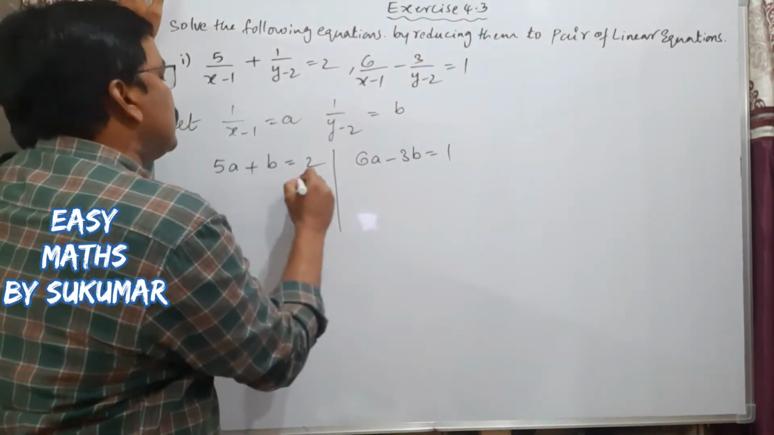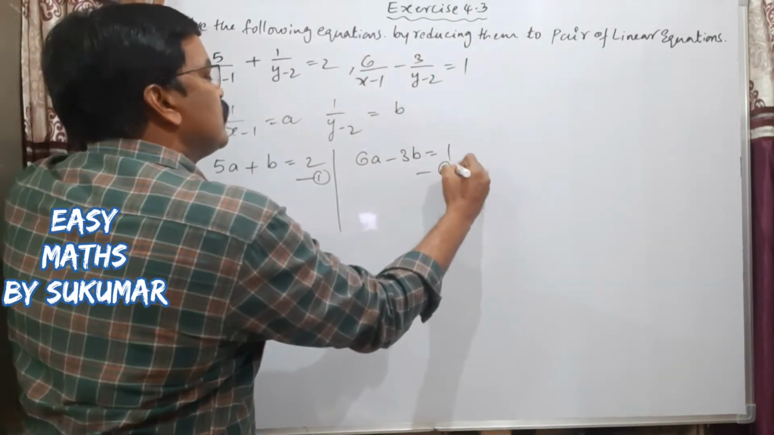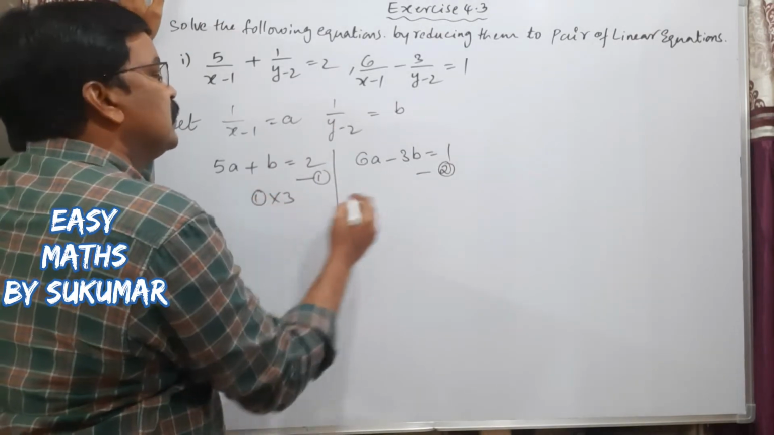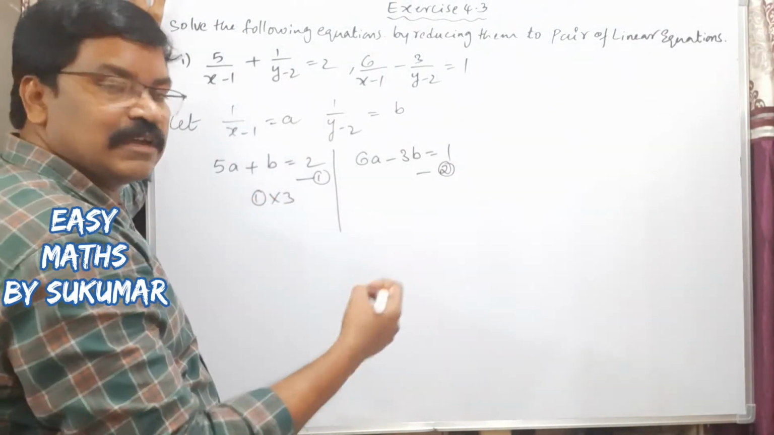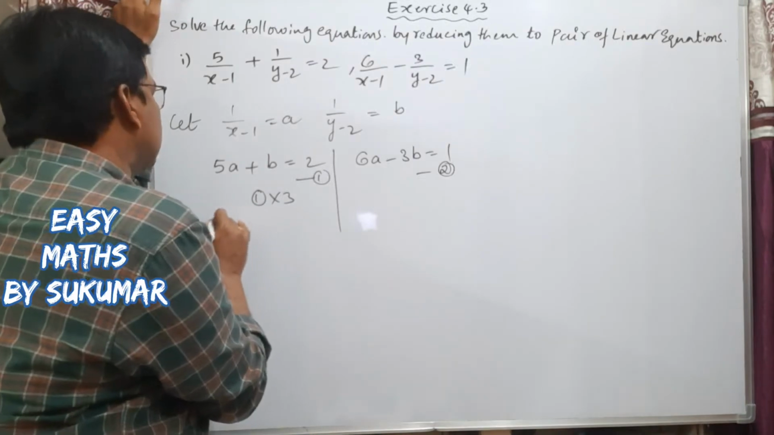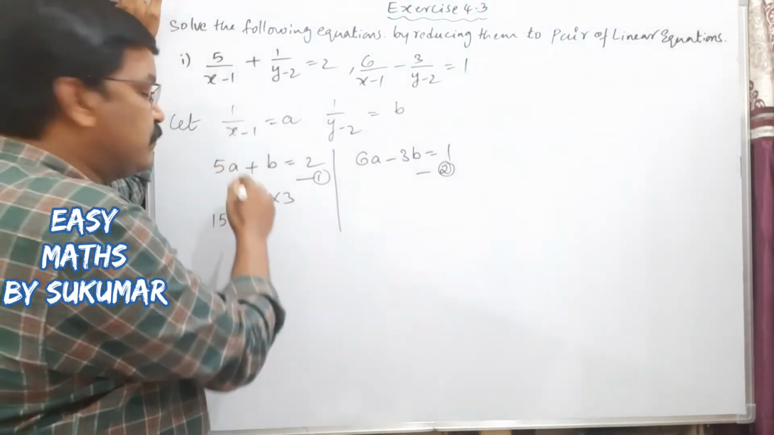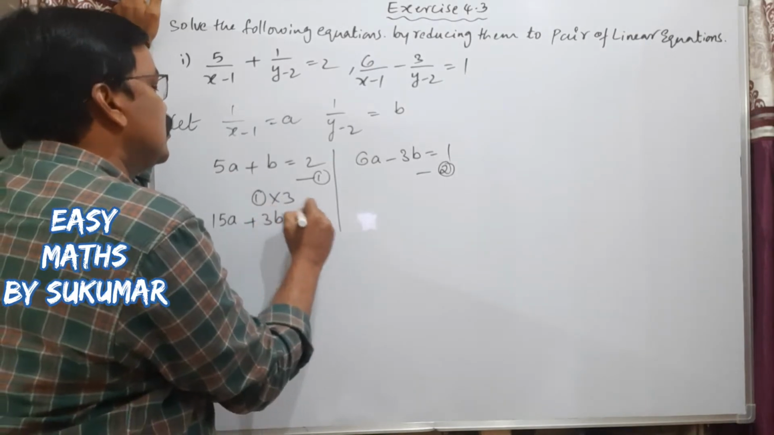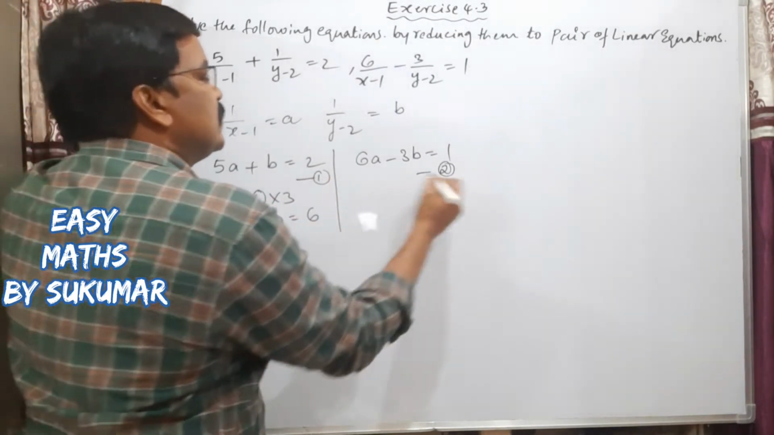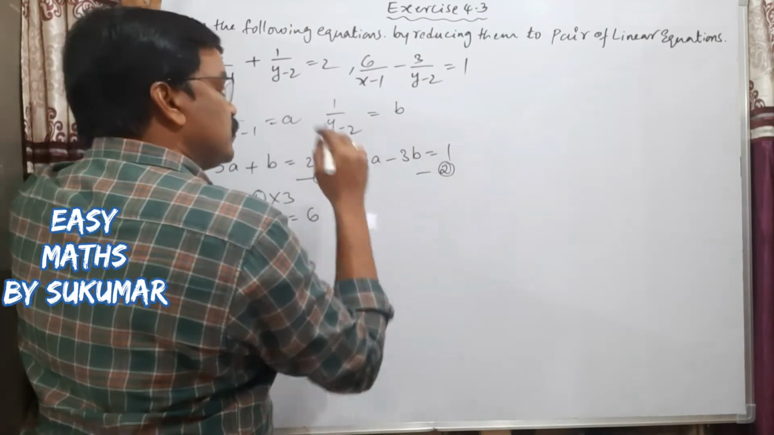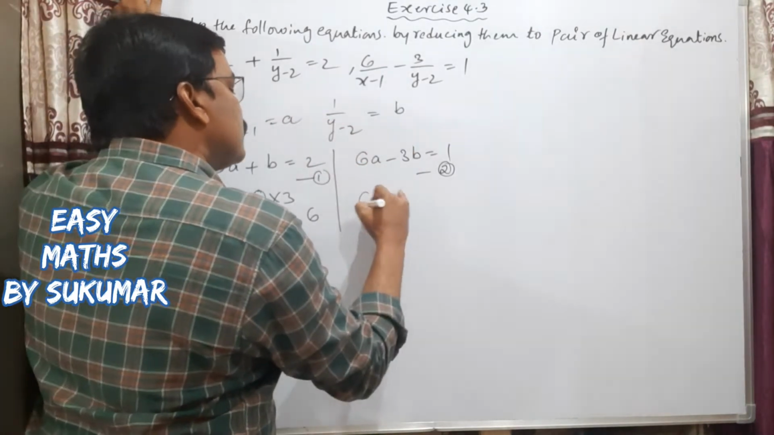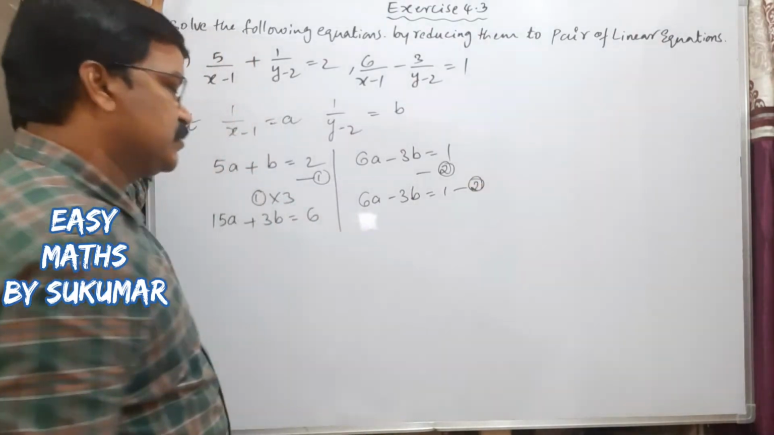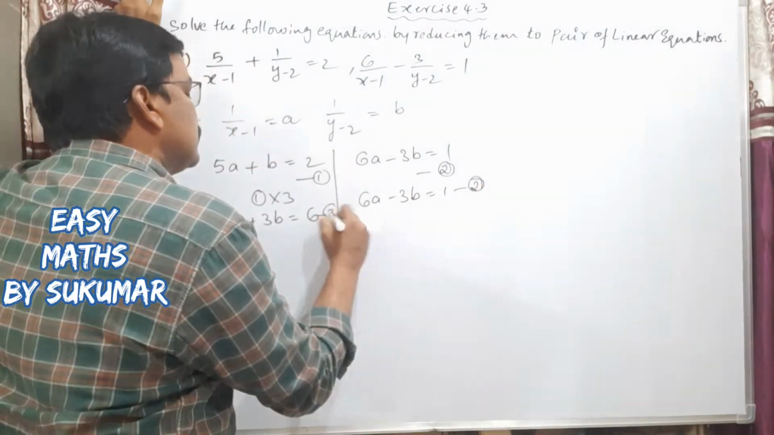See, if you multiply equation 1 with 3, and equation 2 with 1, then what do we get here? 3 times 5 is 15a plus 3 times b is 3b is equals to 3 times 2 is 6. See, if you multiply equation 2 with 1, again we will get 6a minus 3b is equals to 1 only. This is equation 2, this is equation number 3.